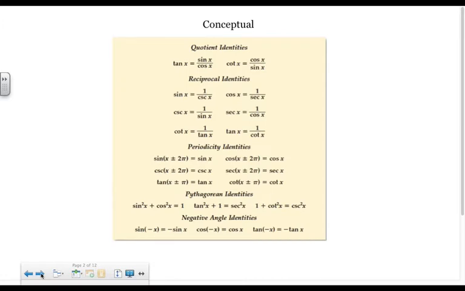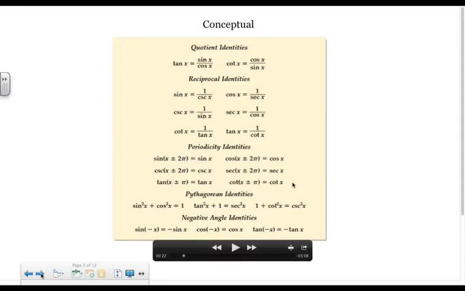Some of these, like these periodicity identities, we don't use very often. Every once in a while you'll see them, but honestly, these ones don't come up that often. We use the quotient identities quite frequently, the reciprocal identities, the Pythagorean identities, and the negative angles. So these ones will be the ones we will use the most often.